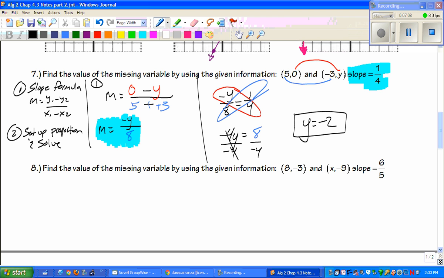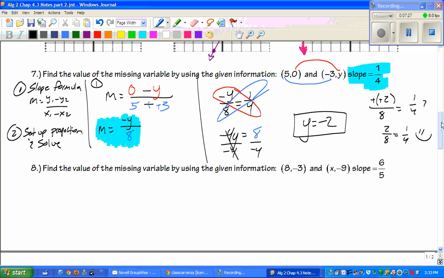Now, does that make sense? Negative 2 over 8, does that equal 1/4? Well, 2 over 8, is that the same thing as 1/4? It is. So negative 2 is our answer.